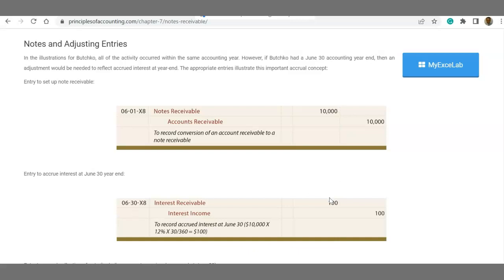So at the end of the month, before you prepare financial statements, you need to recognize the interest receivable of $100 and your interest income of $100 because of this note. And then you prepare your financial statements. If you are not going to prepare financial statements, then you don't need to recognize anything at this point. There is no rush.